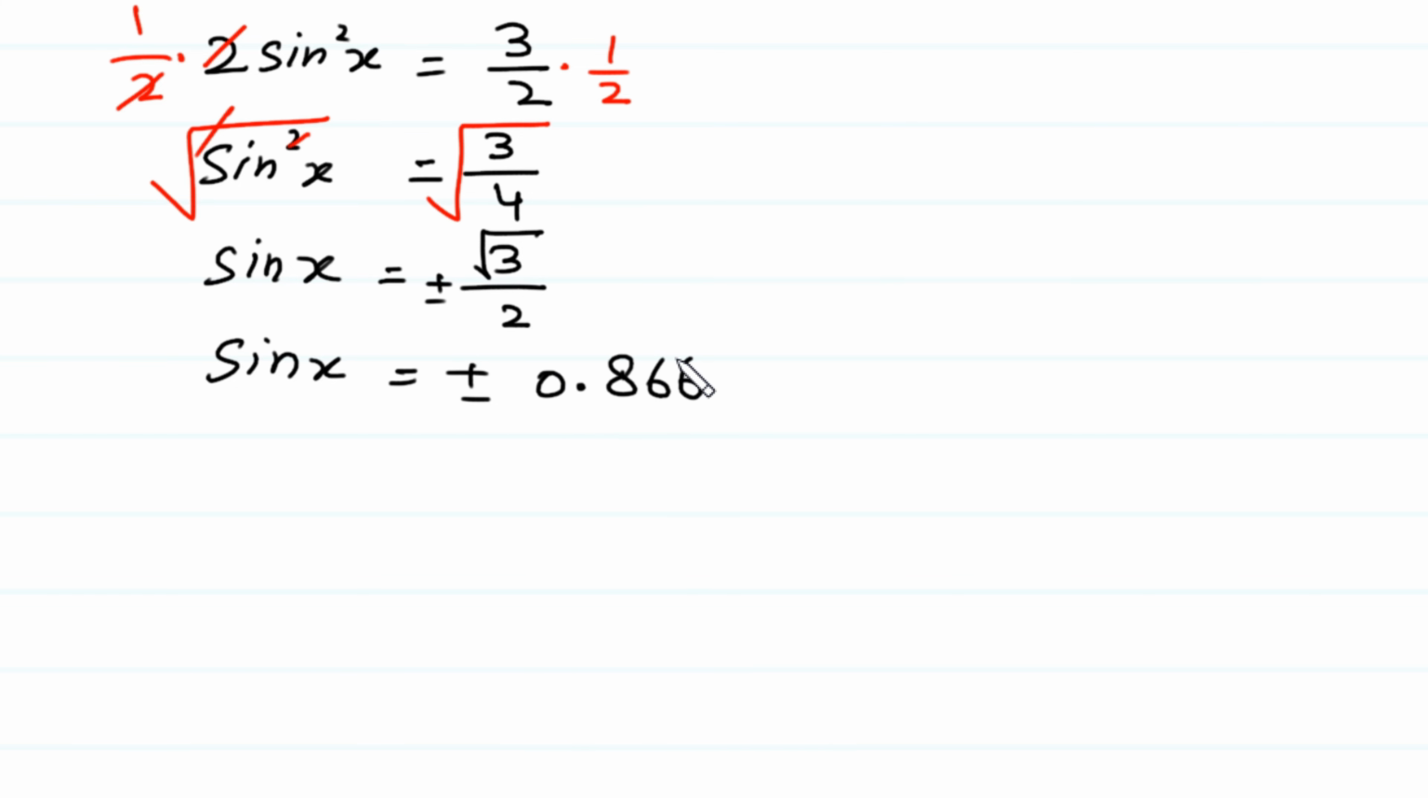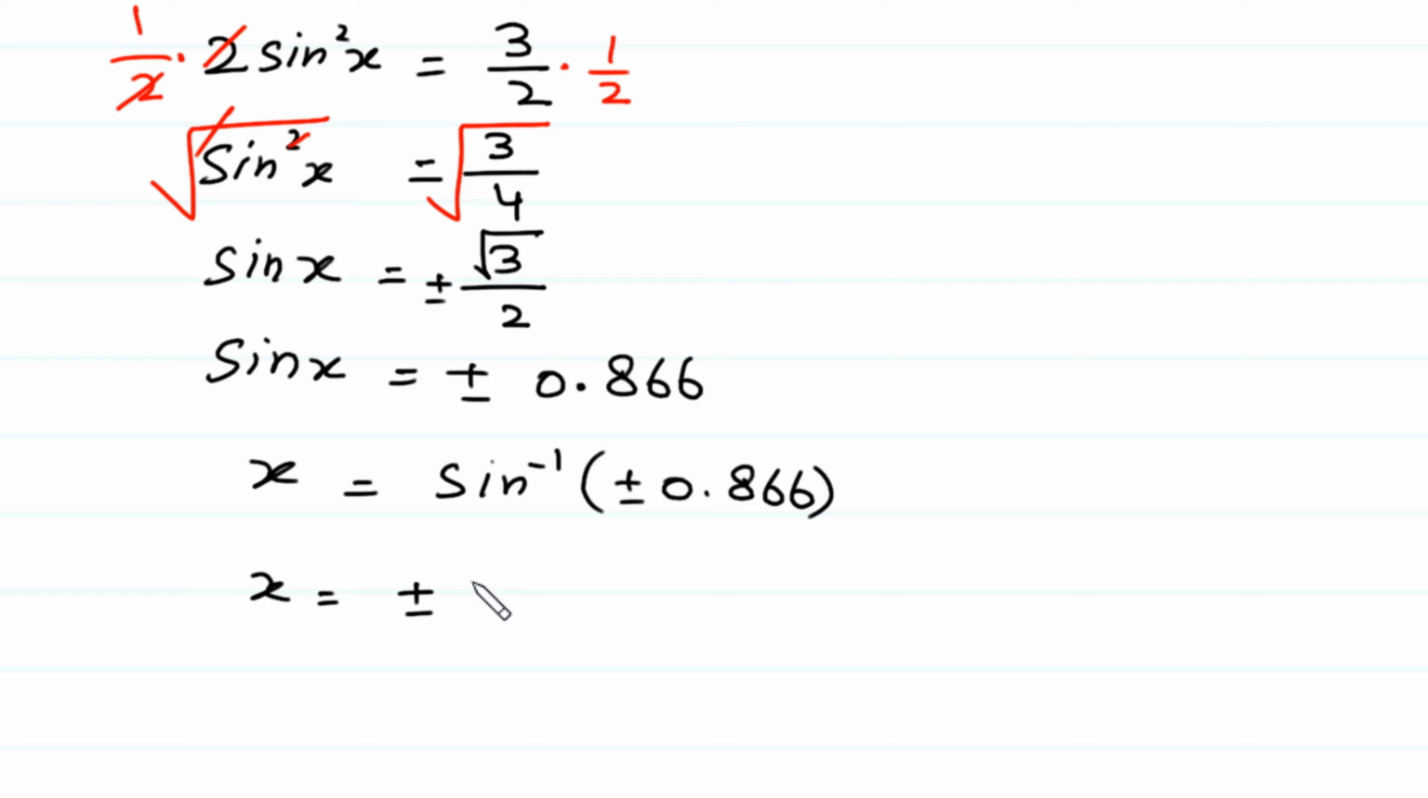0.866. Now we shift this sine to the right side, it becomes sine inverse. x is equal to sine inverse of plus minus 0.866. If we take sine inverse of 0.866, we get plus minus 60. So x has two values here. x is equal to positive 60 and x is equal to negative 60.